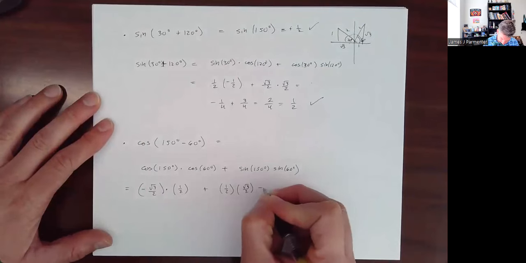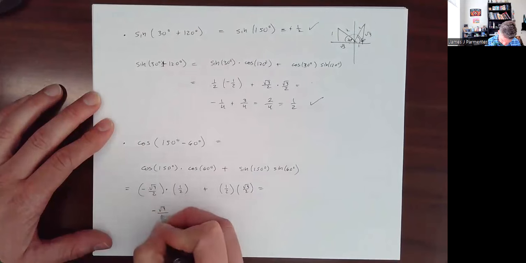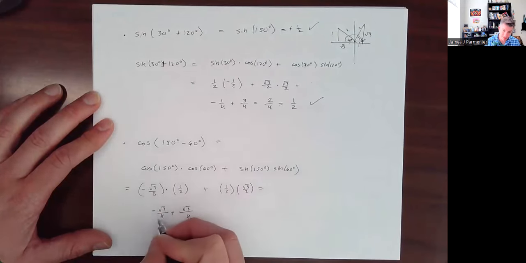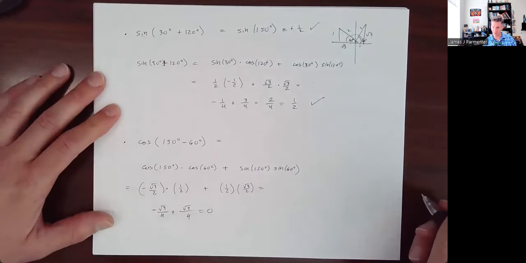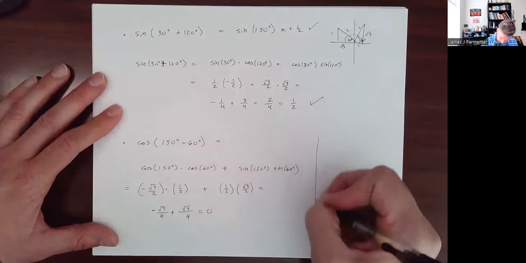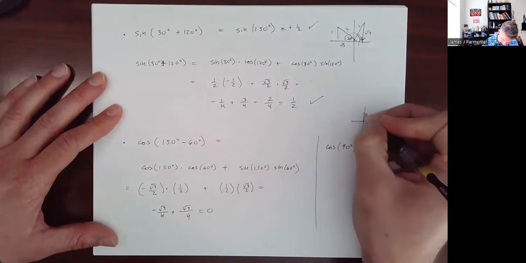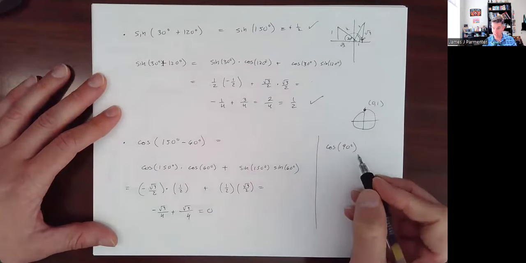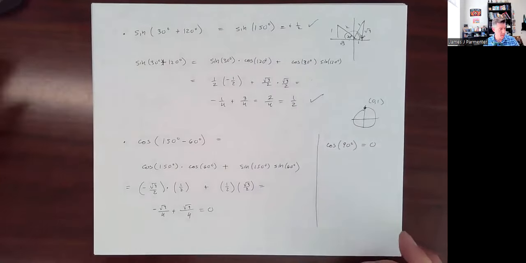And if we look at this, we're going to end up getting negative √3 times 1 over 2 times 2 plus 1 times √3 over 2 times 2. And negative √3/4 plus √3/4 is going to be 0. Does that check out? Let's see. Well, 150 minus 60, that's cosine of 90 degrees. And if we look at our unit circle here up at the top, that point there is (0, 1). The x coordinate is 0, so cosine 90 degrees is 0. So this checks out.